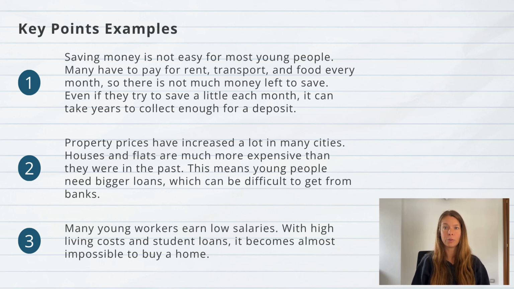And finally, our third paragraph states that many young workers earn low salaries. With high living costs and student loans, it becomes almost impossible to buy a home. So, here again, we have 2 simple sentences that very clearly state this is a problem, this is why it's a problem, and this is how it's relevant to this current situation. So again, in these little paragraphs, you see that maybe 3 sentences seems to be the sweet spot, but anywhere from 2 to 4 is probably going to be okay.